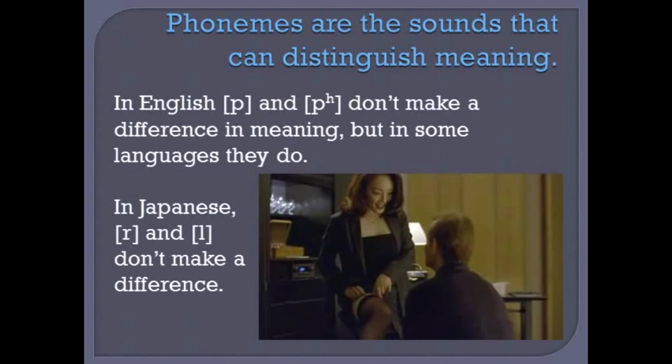Another example of different sounds that may or may not make a phonemic difference is from the movie Lost in Translation, if you've seen that. And if you haven't, you should. It's pretty funny. But there's a scene in which there's a woman who's asking Bill Murray to lip her stockings. And he has no idea what she's talking about. He's confused. The confusion arises because in Japanese, the L and the R sounds don't make a difference in meaning. And so a word might be pronounced with an L or an R and that won't change the meaning of the word. Whereas, of course, in English, it does.